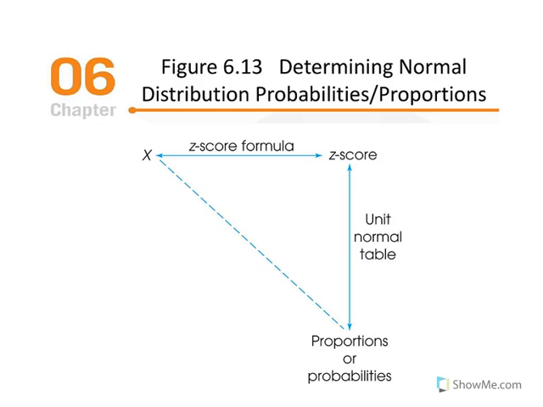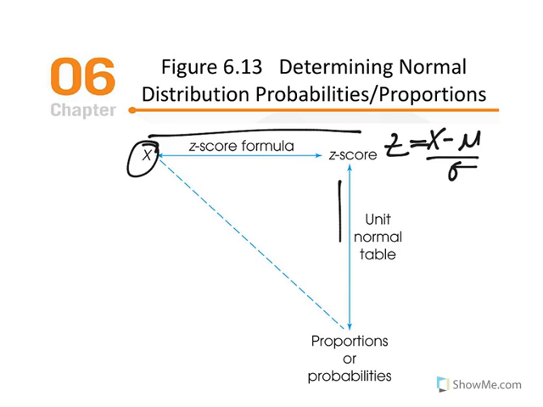In the previous examples, we were asked to find the proportion or probability that related to a specific x value. The two-step process for finding these proportions is shown in this figure, figure 6.13. Thus far, we have only considered examples that move in a clockwise fashion. So we begin with an x value, we transform it into a z-score using our z equation, and then we use our unit normal table to find proportions or probabilities. That's what we've been doing thus far.